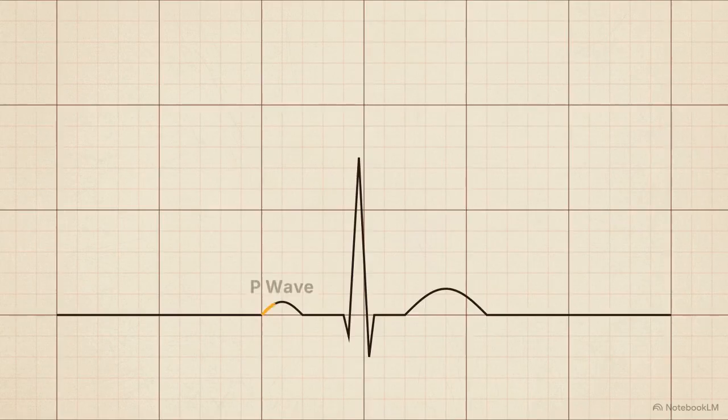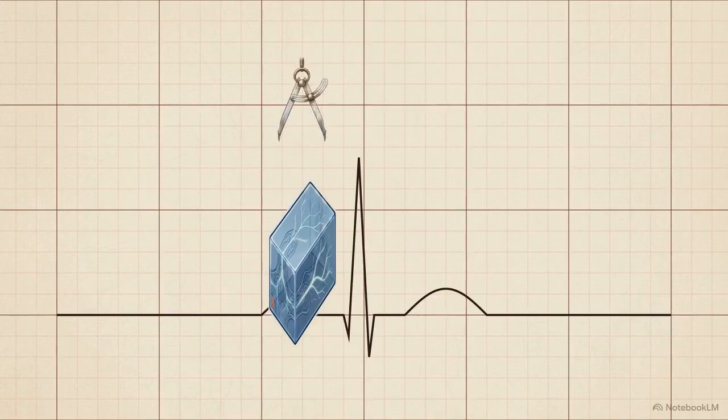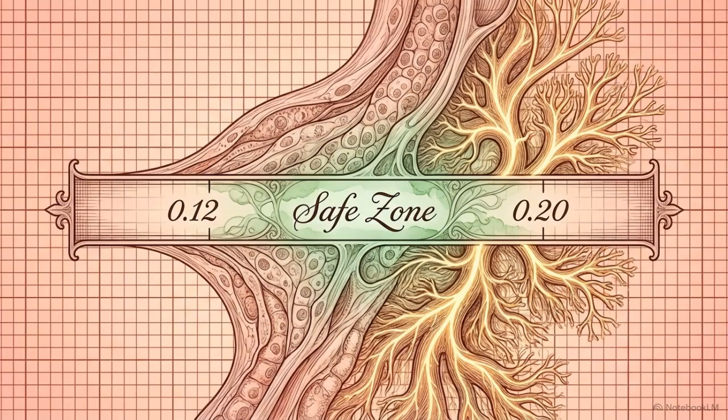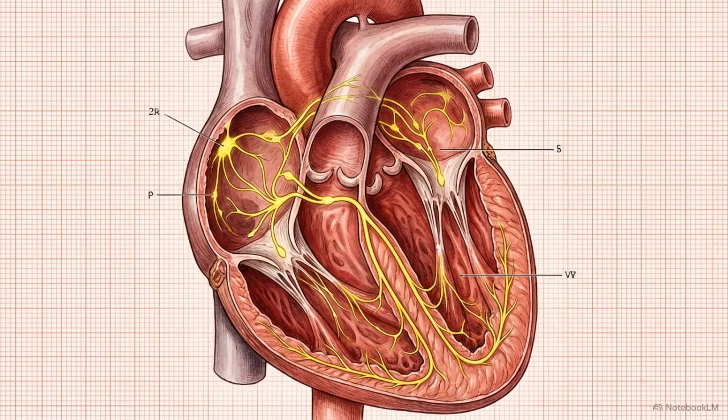Steps 3 and 4 focus on the atria. Confirm a P wave precedes every QRS complex. Then measure the PR interval by counting the small squares from the start of the P wave to the start of the QRS complex. A normal PR interval duration is 0.12 to 0.20 seconds. Falling within this specific normal window confirms the impulse is following standard conduction pathways, resulting in a healthy sinus rhythm.